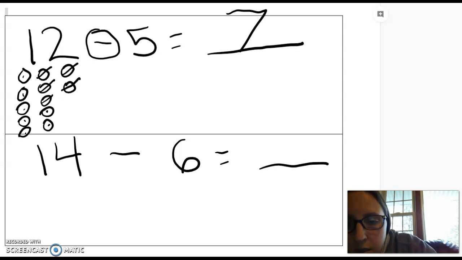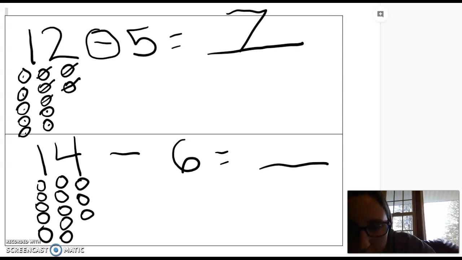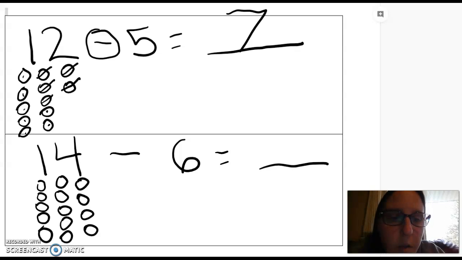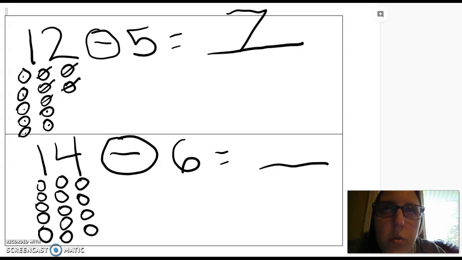So I'm going to get started. 1, 2, 3, 4, 5, 6, 7, 8, 9, 10, 11, 12, 13, 14. Now remember, this sign right here tells us to subtract or to take away. We are going to take away 6 of our circles. We're going to cross out 6 of them.